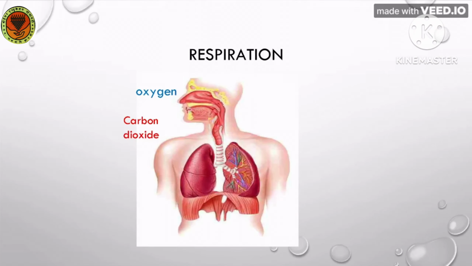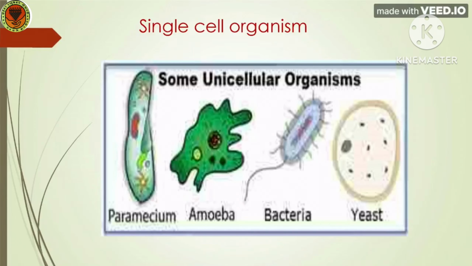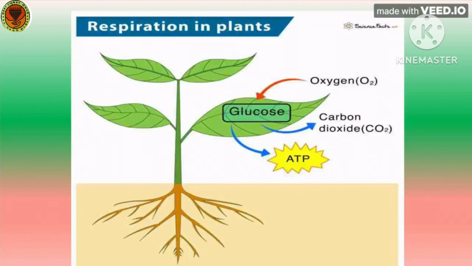Second, respiration. It is an important characteristic of living things. It is the process of obtaining oxygen, using it for energy production in the body, and removing carbon dioxide. Fish obtain oxygen dissolved in water using gills. Single cell organisms obtain oxygen by the diffusion method. Different animals have different ways of respiration. Plants also respire. Plants respire through tiny holes, or stomata, in their leaves.